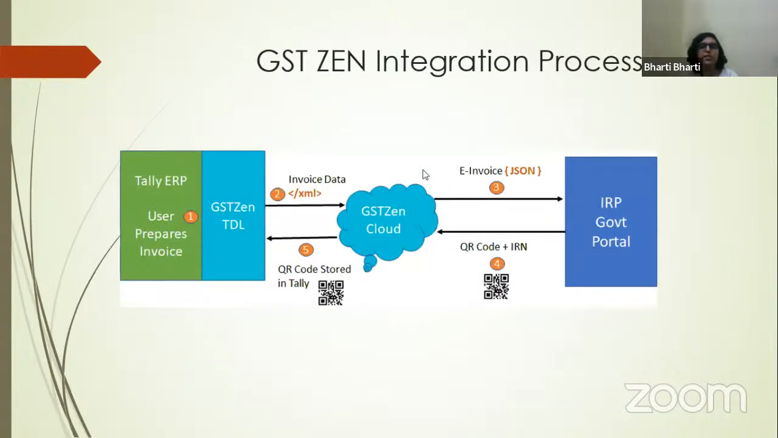How does the GST integration work? Let's say you have Tally ERP. We install our TDL. Using that TDL, the e-invoice information, basically the e-invoice JSON, will be sent to Zen Cloud, where we validate the data, and after validation, the e-invoice JSON is sent to the IRP government portal. From there, Zen receives the QR code and IRN, and the data is saved back in the user's ERP.